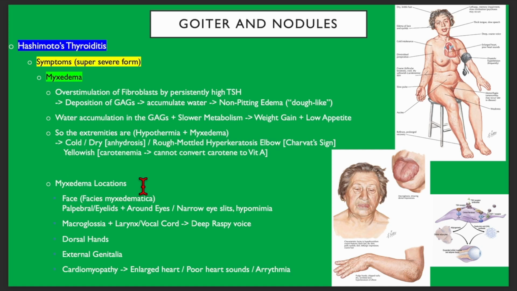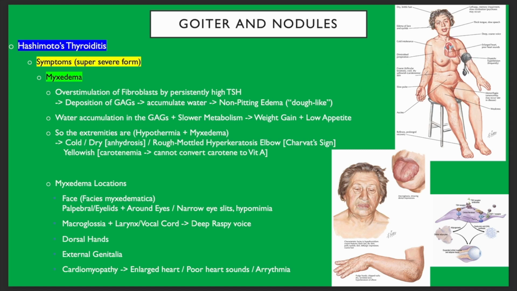The myxedema location, so we said the face, so this is the facies myxedemica. That's the palpebral, the eyelids, around the eyes, hypomimia, so the muscles cannot work anymore, macroglossia and the larynx, so the voice is affected, the dorsum of the hands, the genitalia, and also the cardiomyopathy, so enlarged heart, poor heart sounds, okay, so the heart is also affected.